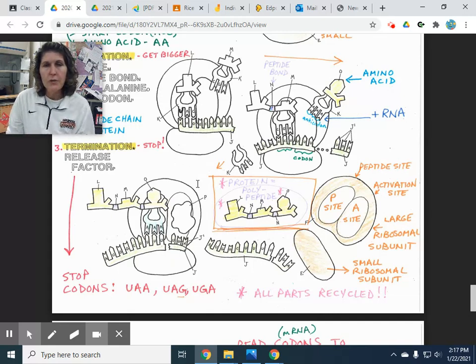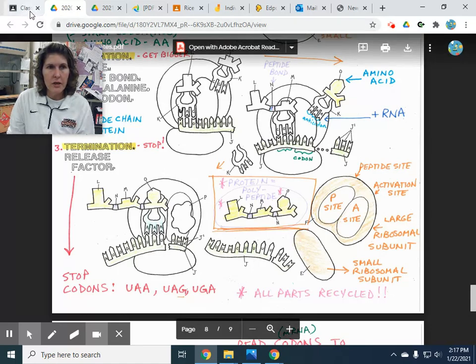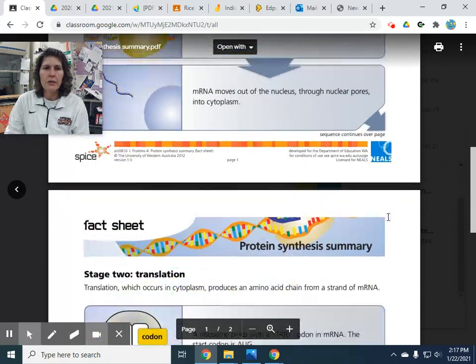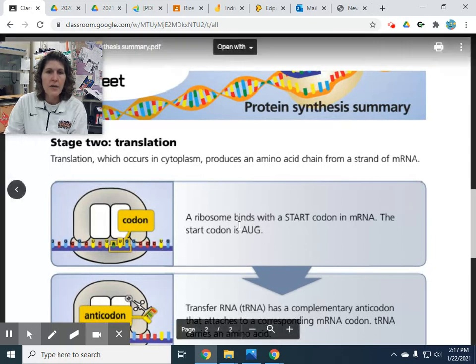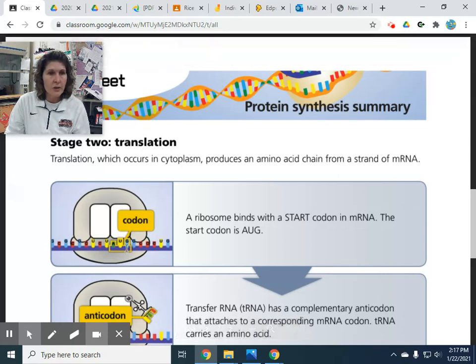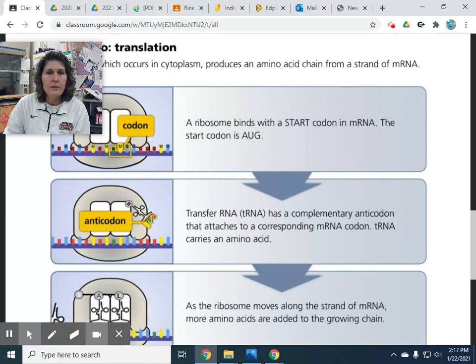So, three steps of translation: initiation, elongation, and termination. The page that I showed you the other day, the little fact sheet, the second page is actually your translation. It labels your codons and anticodons. It says the ribosome binds with the start codon on the messenger RNA. I like this one because there are base pairs before it, and it doesn't do anything until it reads that AUG start codon in the A site. It shifts it to the P site, and that allows it to call in the transfer RNAs. So in comes my little transfer RNA.